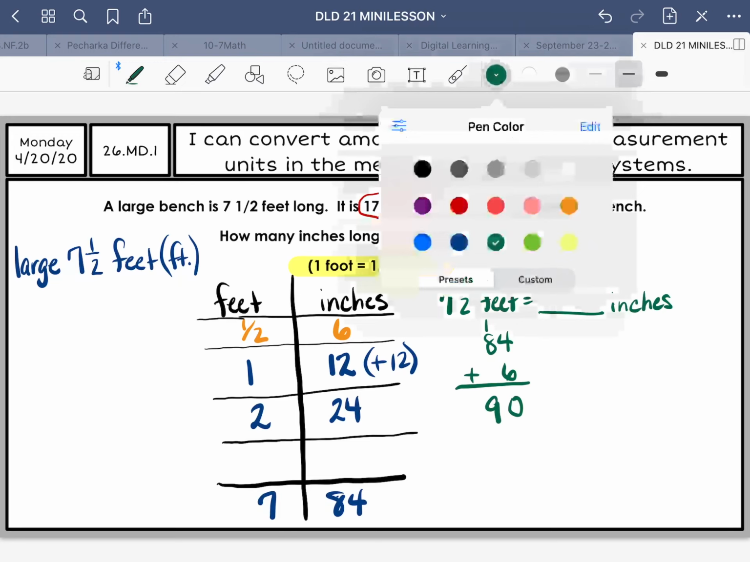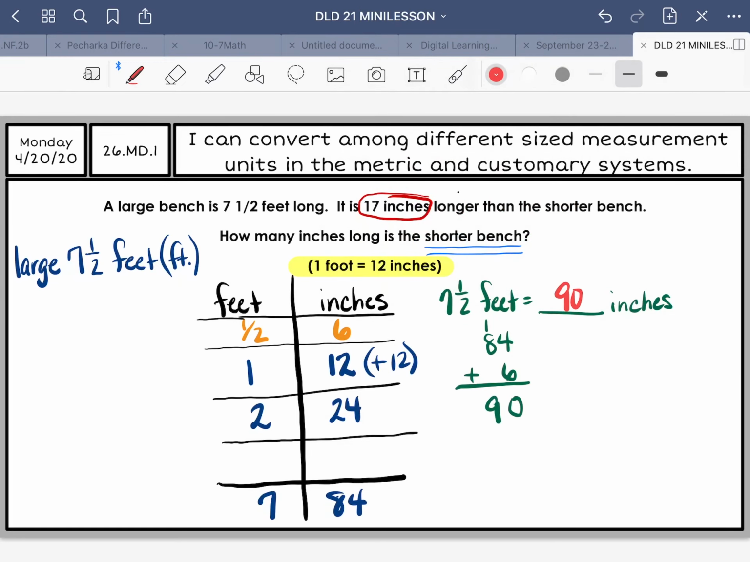And I can put that right up here. Oh, no, I can't. I'm sorry, not yet. Is 90 inches. Oh, yes, I can. I'm sorry. It's 90 inches because I added that half of a foot. All right. But when I go back to the problem, it asks, how many inches long is the shorter bench? Now, we've already taken care of the large bench, so I'm going to go back to see if there's more information that I'm missing, because I do have a circled number here.